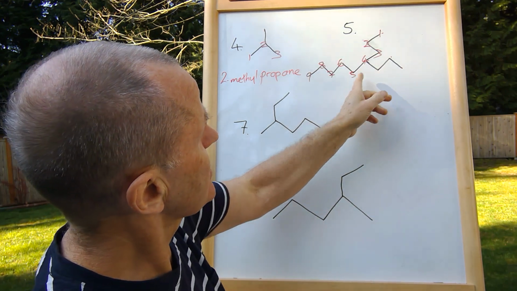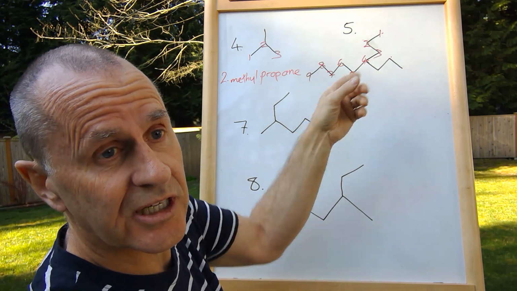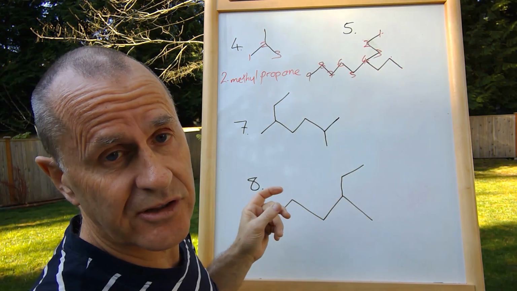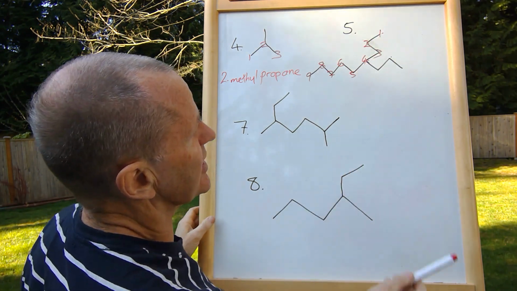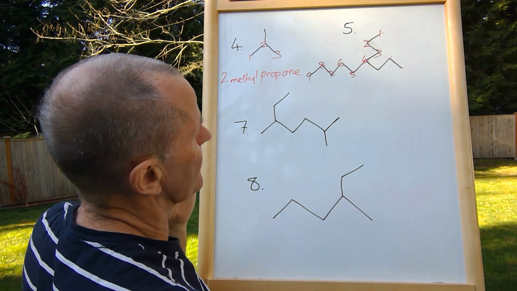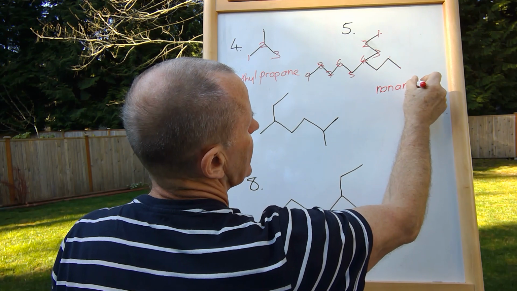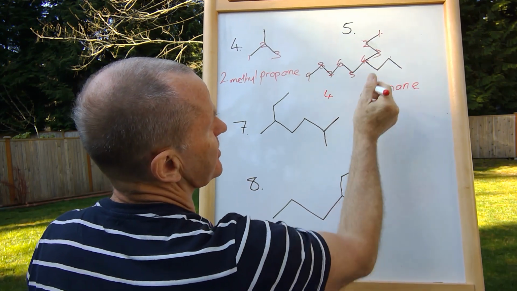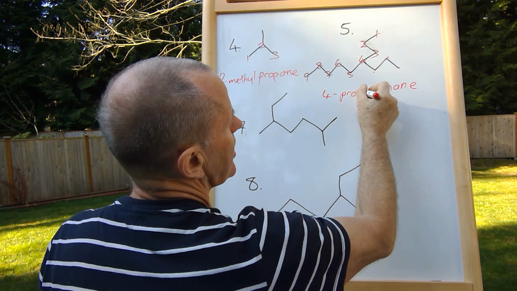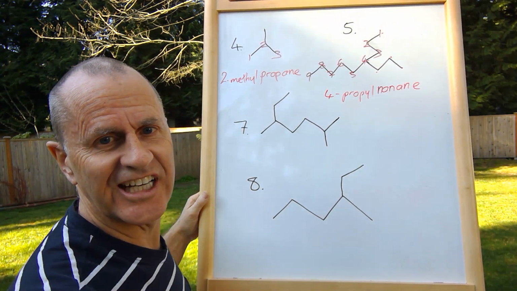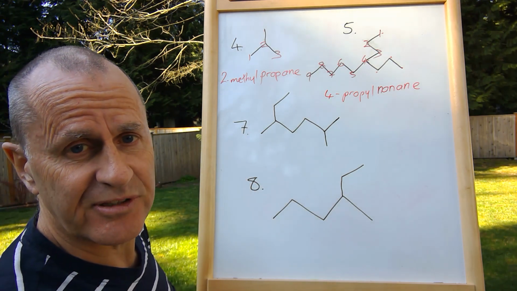And the reason I didn't start from here is that the number where the functional group comes off is lower if I start from the other direction. And it doesn't make any difference whether I start from there or there, but it does make a difference if I start from there. And so it is 9, so it's nonane. And on the 4th carbon, we get a 1, 2, 3, so it's 4-propylnonane. Now we start to get to some of the big hitters, which cause people a few problems.